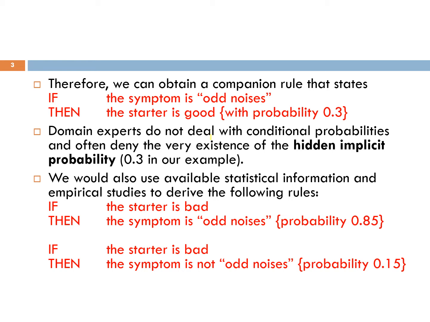We could also use available statistical information and empirical study to derive the following rules. Let me say, if the starter is bad, then the symptom is odd noises, with probability 0.5. If the starter is bad, then the symptom is not odd noises, with probability 0.15. So this is the one where we use the statistical information.